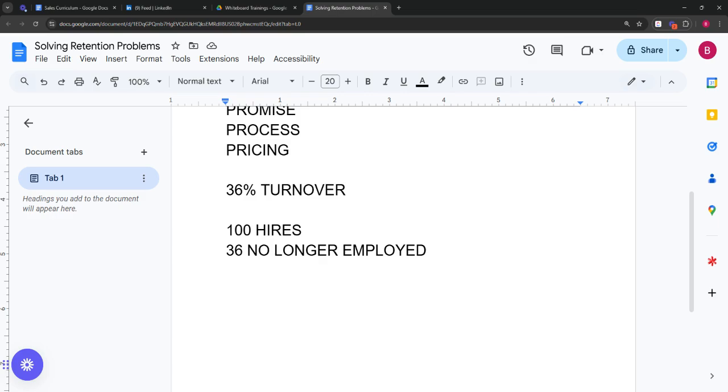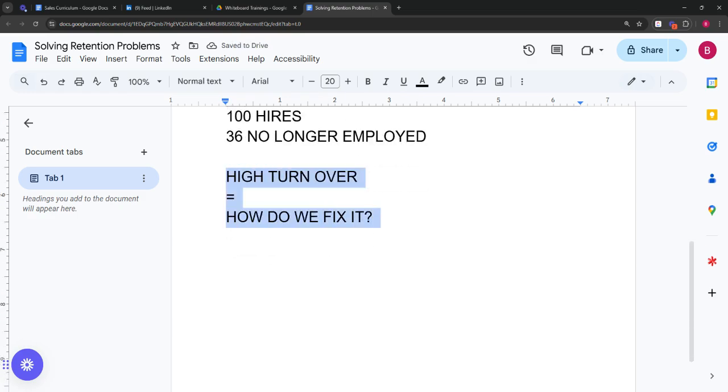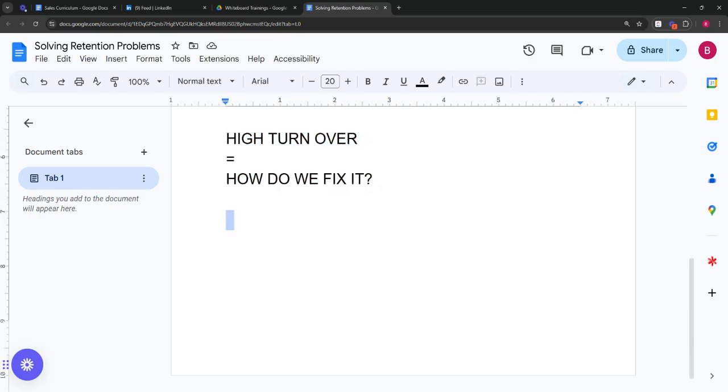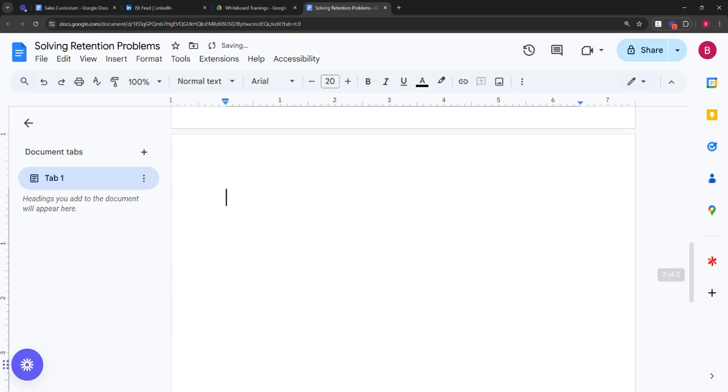Here's what happens. We go very quickly. I think I just did it right now. High turnover. And then they ask, how do we fix it? That's a pretty logical step. It's pretty logical, but here's a better question, and that's why we call the book Asking Better Questions, or I might rename it Better Questions, Better Clients. I don't know. Get back to me. Let's ask a different question.